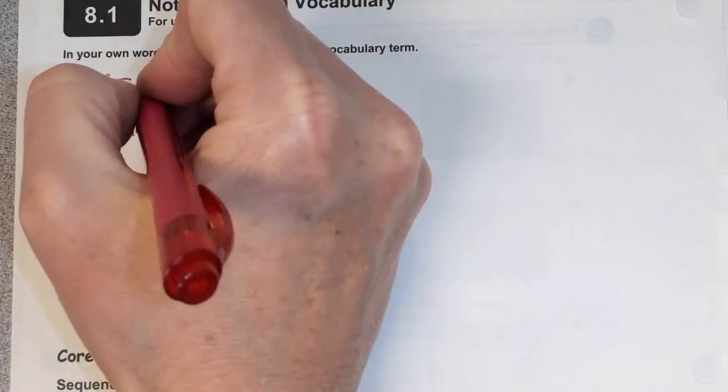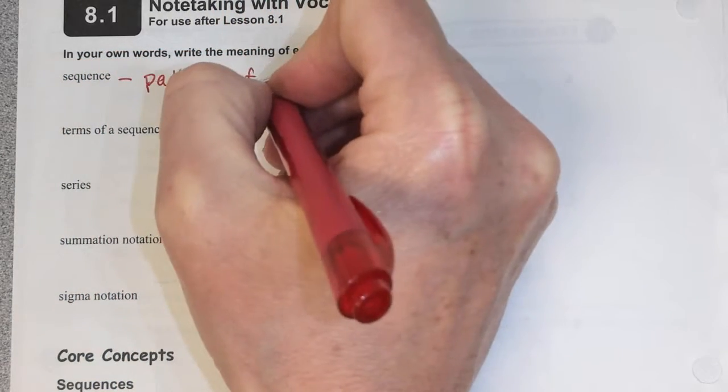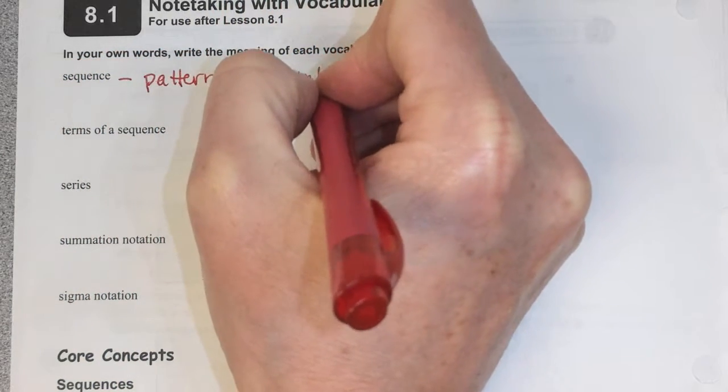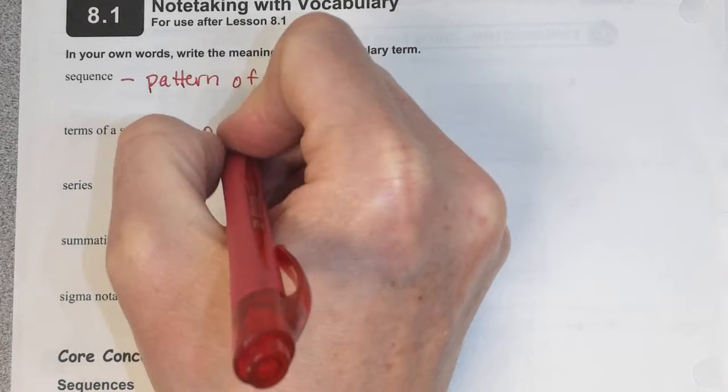So a sequence is just a pattern of numbers. The terms of the sequence, these are going to be the output.